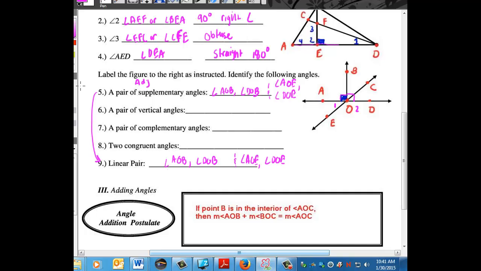Alright, moving to vertical angles. We want to find two straight lines that intersect. Remember, vertical angles are always caused by two straight lines. So angle 1 and angle 2 would be considered vertical angles. And then angle 3 and angle 4 would also be considered vertical angles. And we can put one mark here, and then 2 marks, and then 2 marks.